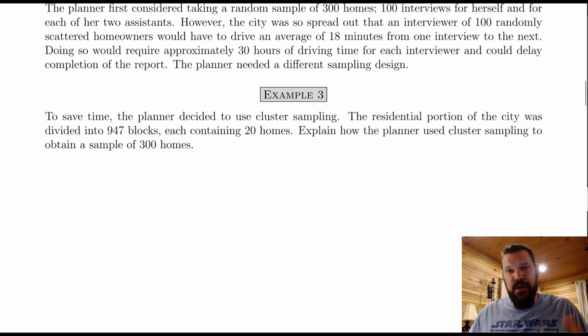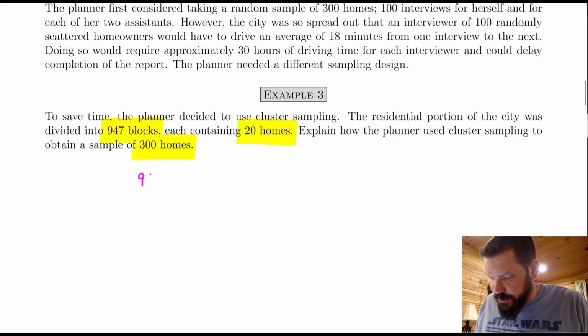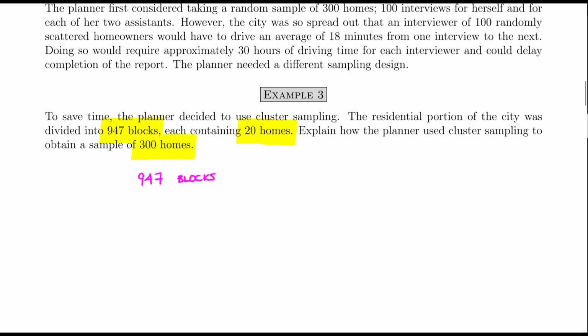So keep in mind we have three people that are going to be conducting these surveys. We have a city with 947 residential blocks. So we have our clusters. There's 947 clusters. Each cluster has 20 homes, and they want to get a sample of 300 homes. So we already know we have 947 blocks, which are our clusters. And we need to obtain a sample of 300 homes.